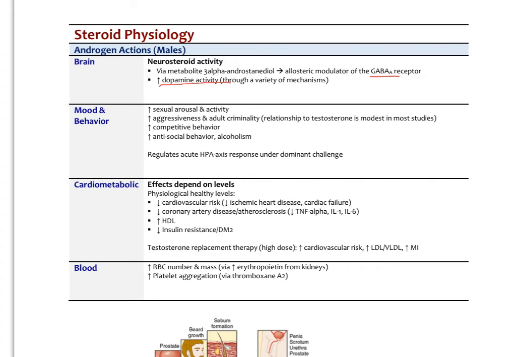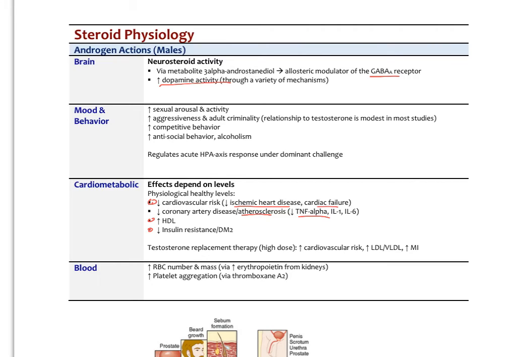Now, cardiometabolic effects are complicated. The effects really depend on the levels of testosterone. So physiologic levels of testosterone actually we think are very cardioprotective. So they improve endothelial function, and that decreases cardiovascular risk. So we see a decrease in ischemic heart disease, cardiac heart failure, decrease in atherosclerosis partly by decreasing the cytokines we know that help drive atherosclerosis, increasing HDL, and decreasing insulin resistance, so improving insulin sensitivity and decreasing the incidence of type 2 diabetes. So those are at physiologic levels.